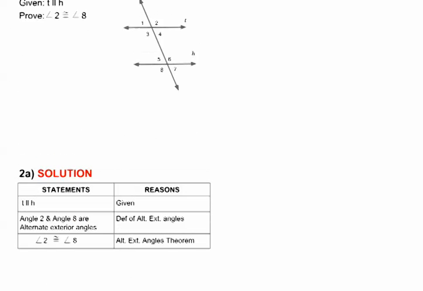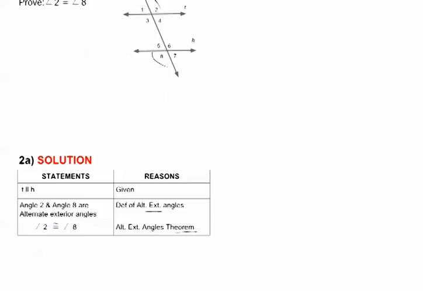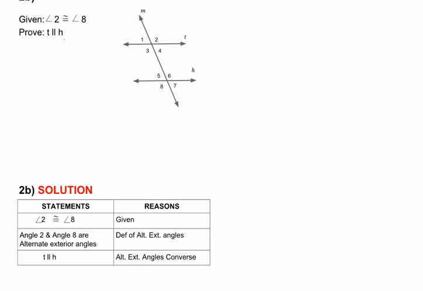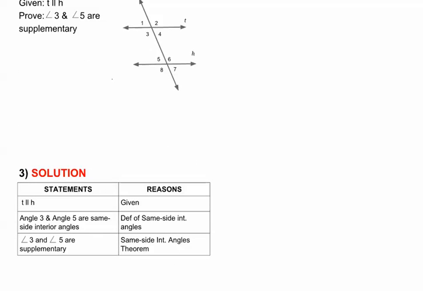I do the same thing with this one. 2 and 8, you'll notice are alternate exterior. So I tell you that, and then I can say they're congruent because of the theorem. Same thing here, the reverse. Now I give you that 2 is the same as 8. Tell me that they're parallel, and I can do that because of a converse. So it just goes back and forth. Just be aware of this. You'll see I do the same thing.